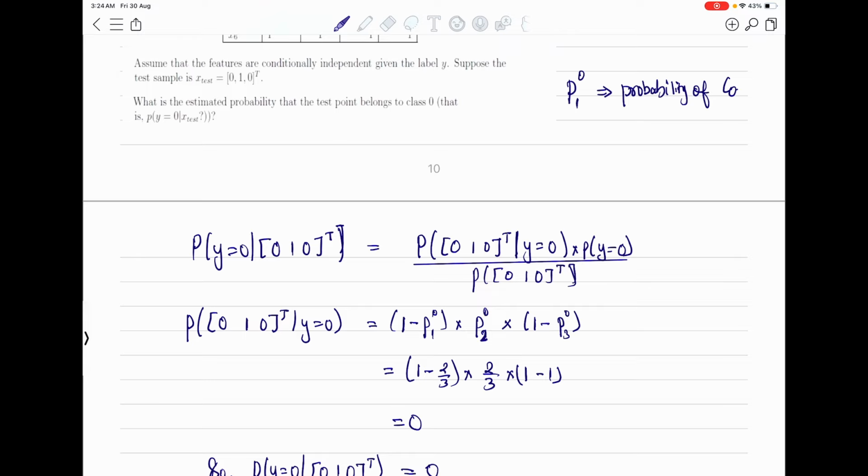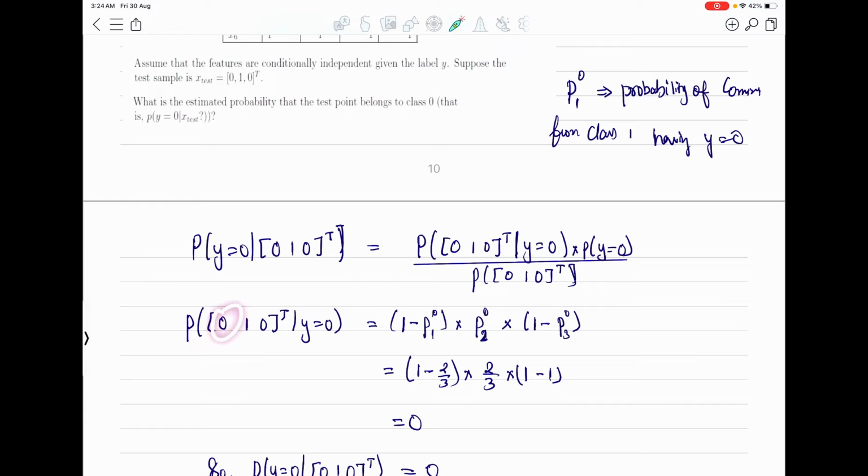of coming from class 1 having y equals 0.